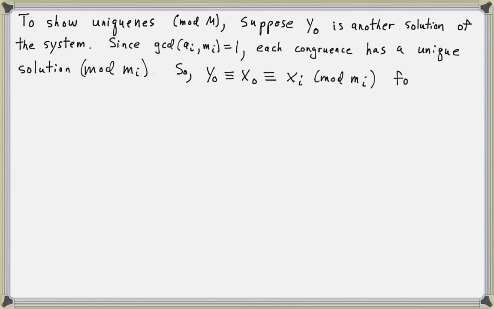Okay, so this is for each i. So if y0 and x0 are congruent mod m_i, then by definition of congruent, little m_i divides the difference x0 minus y0 for each little m_i. So we see that m_i divides x0 minus y0, but all the m_i's are relatively prime. So the product of all the m_i's will also have to divide x0 minus y0.